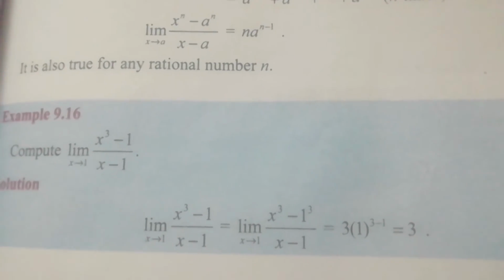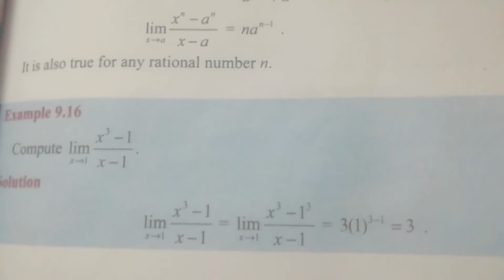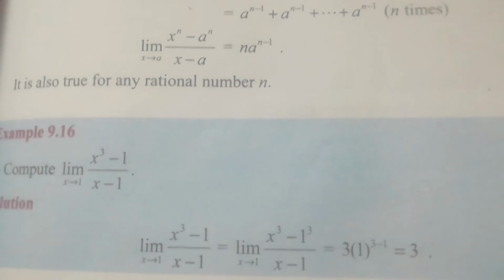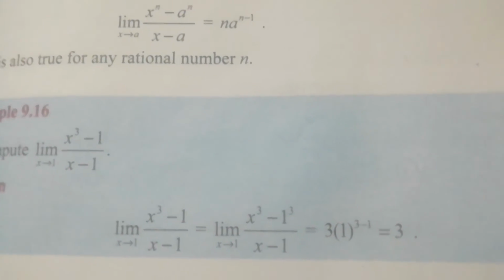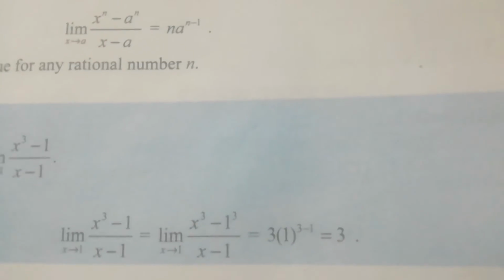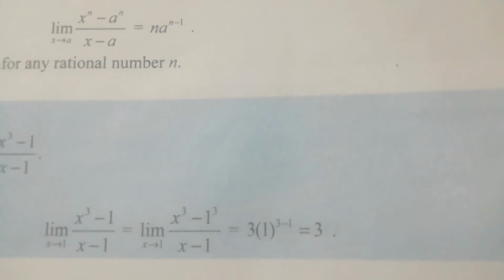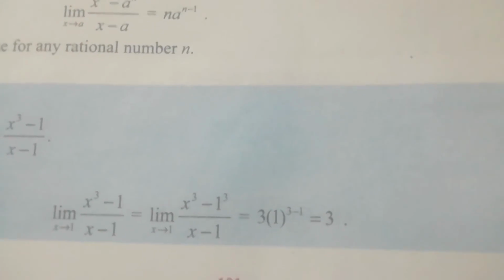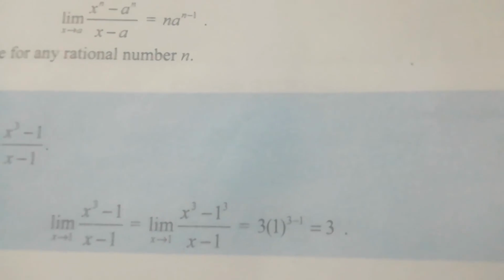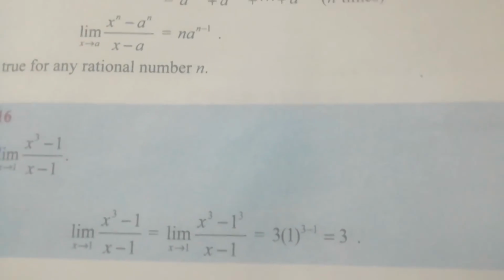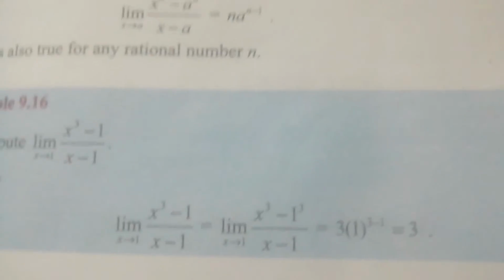x power n minus a power n. See, x power 3 minus 1 power 3. What is the result of this? n into a power n minus 1. So here n equal to 3 only. So 3 into 1 to the power of 3 minus 1, that is 2. So 1 square is 1 only. So 3 into 1, the answer is 3. This is a very easy and important example of the textbook.